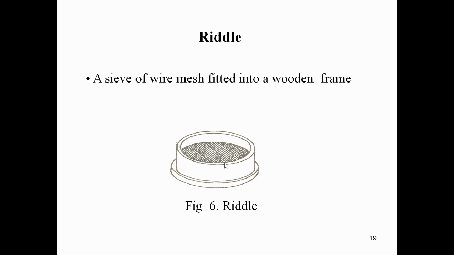This is a diagram of a riddle. We see here, a riddle is a sieve of wire mesh fitted into a lead frame. This riddle is used for screening molding sand. In foundry, we have to use screened molding sand only. That's why we are using the riddle for screening the molding sand.